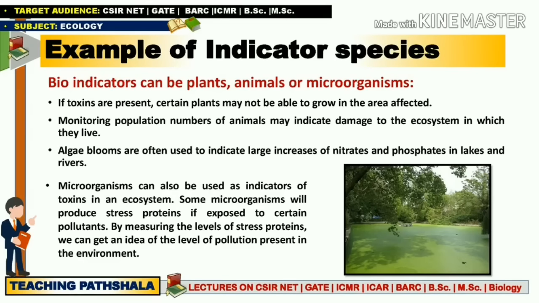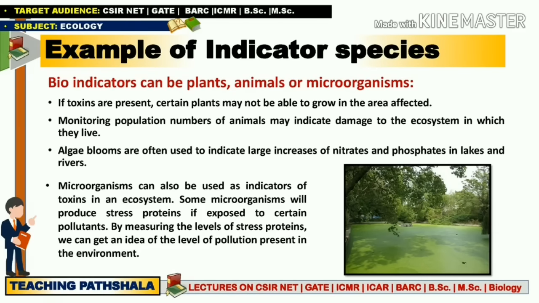So there are some more examples regarding bioindicator species or indicator species. It has been mentioned here that a bioindicator can be a plant, an animal, or even a microorganism. Let's deal with the first point: if toxins are present, certain plants may not be able to grow in the affected area, and the best example is lichens. They are not going to grow in an area where the level of air pollution is so high.